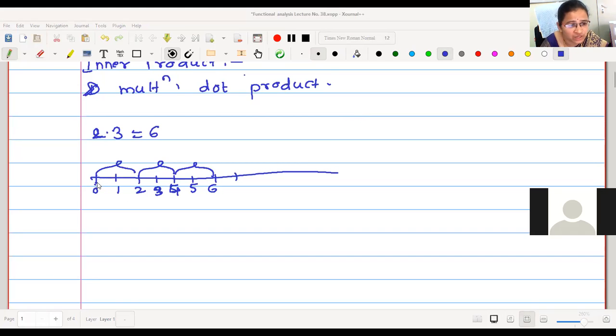Therefore, here a 2 unit distance we have taken thrice. Therefore, what is the resultant? This is 6. Why could this be possible for us? Because both the numbers 2 and 3 are real numbers, and we can evaluate this multiplication on a real line. Therefore, this is possible. But if we proceed further from a one-dimensional space to higher dimensions, okay.